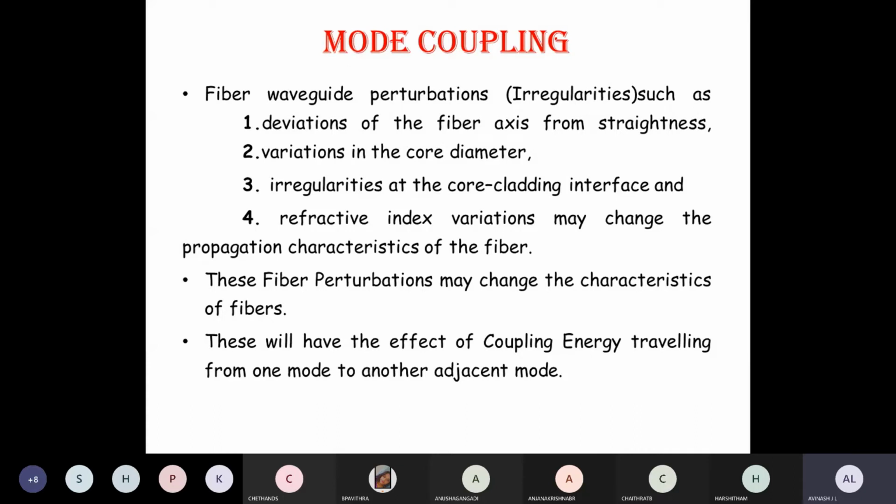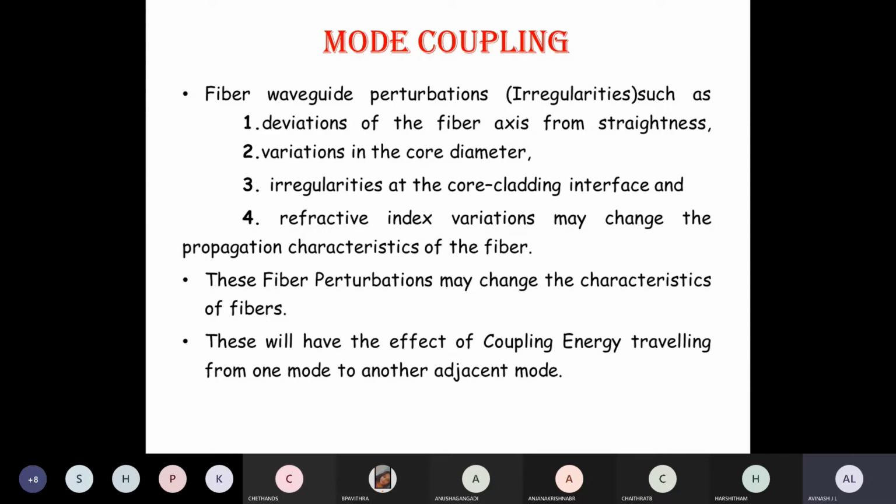So mode coupling means what? From one mode to another mode, or one fiber to another fiber. How are we coupling the energy? Coupling means, from one to another, how we are going to connect without losing the energy. That is how the things are to be considered.